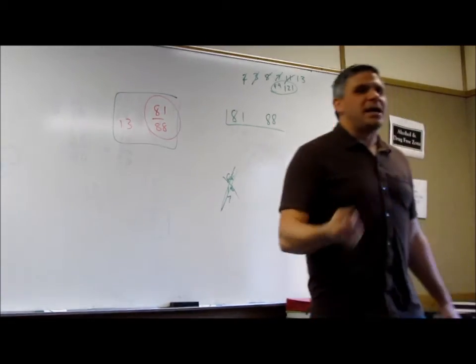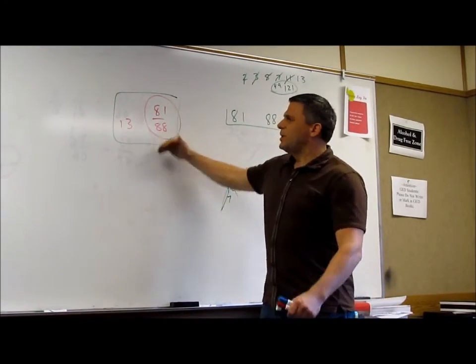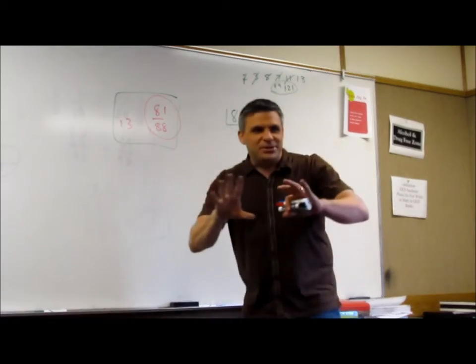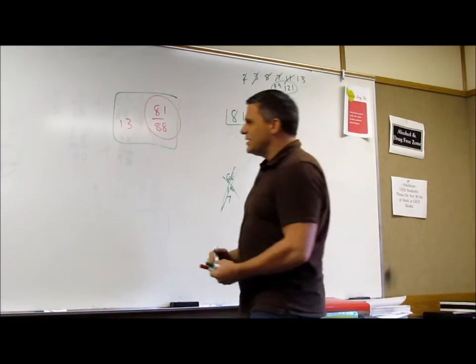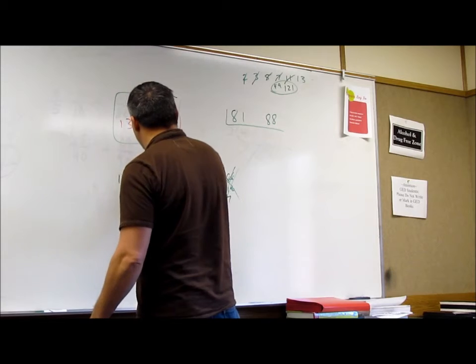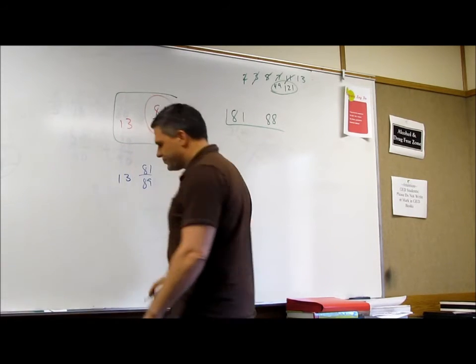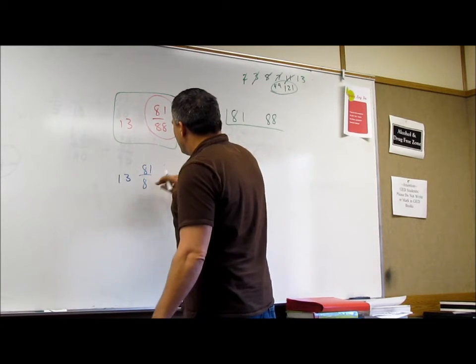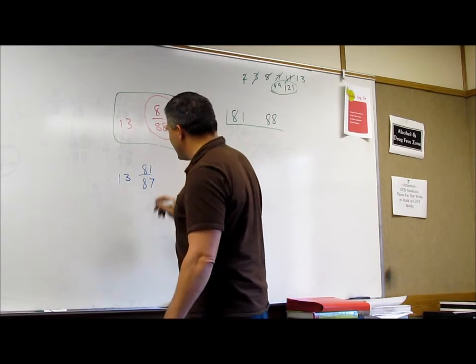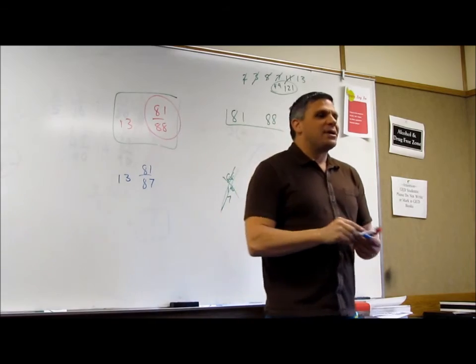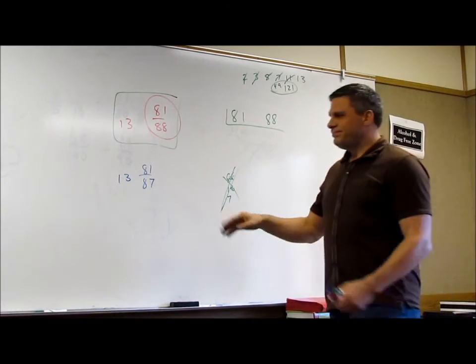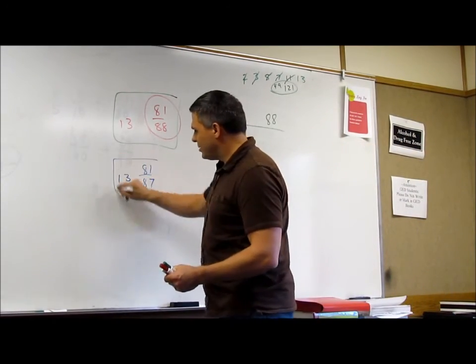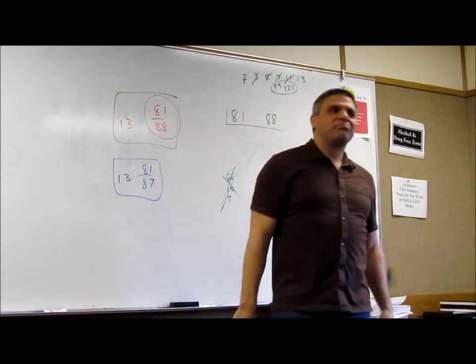So what happens on the test if you get to the end, you put it like this, and I'm just going to change it real quick. I'm going to change it a little bit. 81 over 87. Oh wait, my bad. Wrong way. 81 over 87. Okay? And you go, hey, that's done.